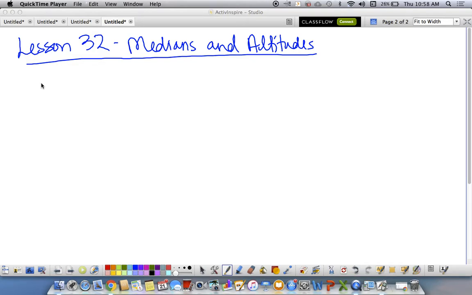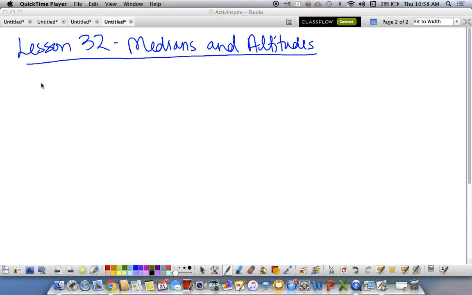Alright, so when you hear the word median, what do you think about? Mean, median, and mode. What does the median mean? Middle. The middle. If you've got a lot of data, it's the middle number.